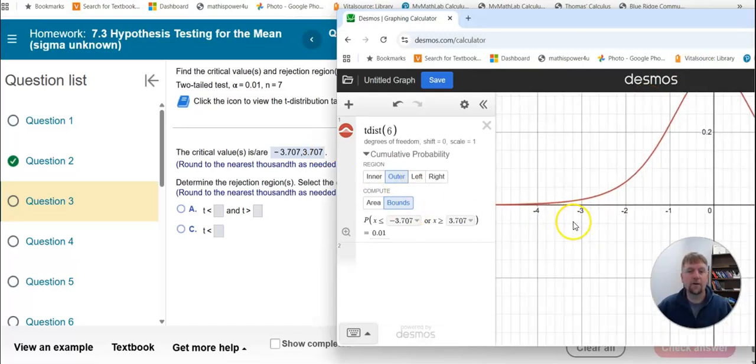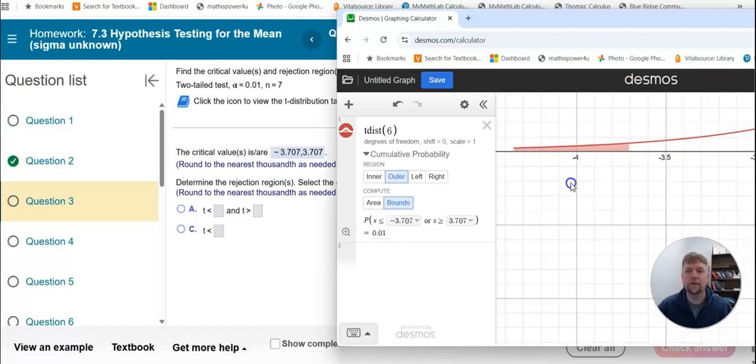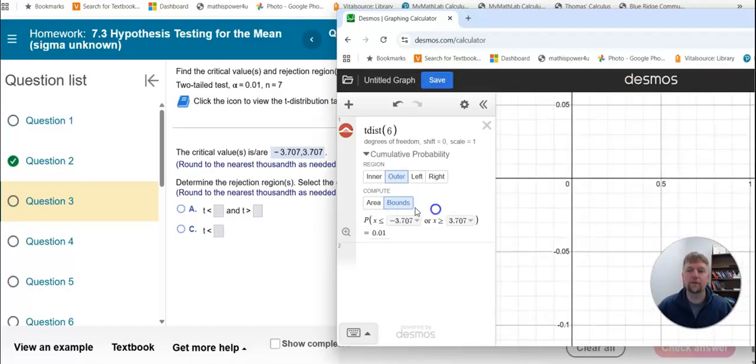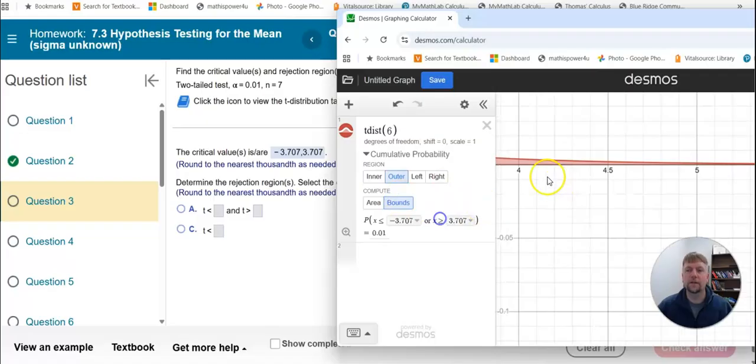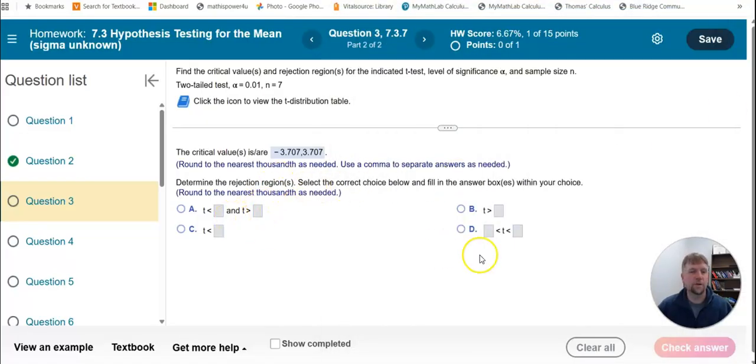All right, these are outer, so they are all the things below negative 3.707, on that end. And then if you scroll way over here to the other end, it's all the things to the right of the upper value. So it's not this one, it's not between them. It's all the stuff below the lower one and above the upper one.